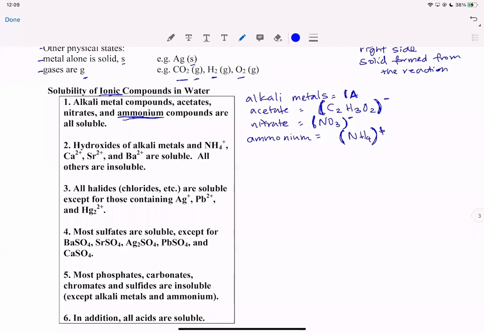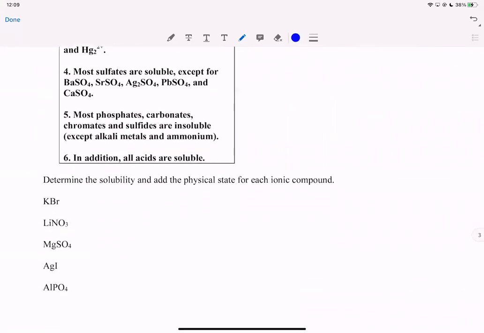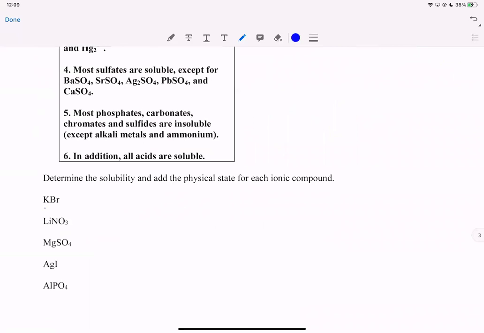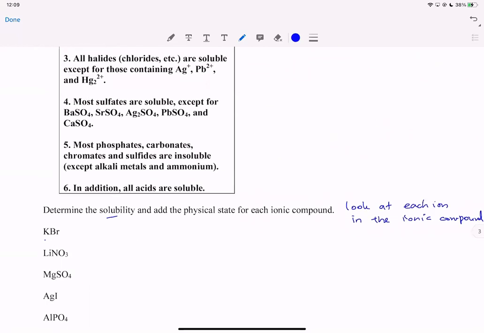Okay, and so you're looking at the ions in the ionic compound. For this, determine the solubility and add the physical state for each of these ionic compounds. So you need to look at each ion in the compound, because if one ion is soluble, the entire compound will be soluble. And so this is K, which is potassium. That is in family 1A. And so there's a rule for family 1A.